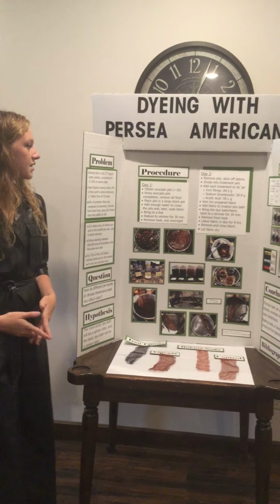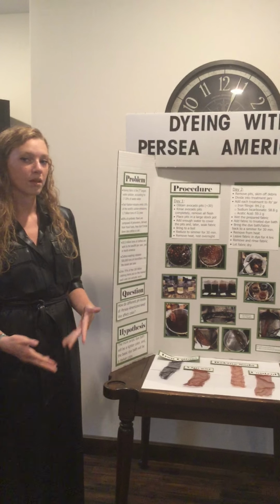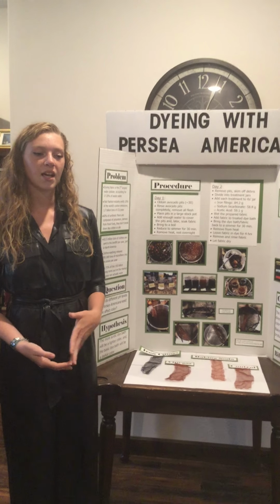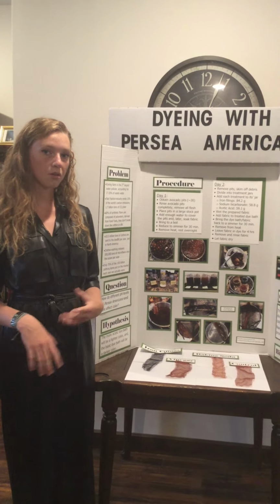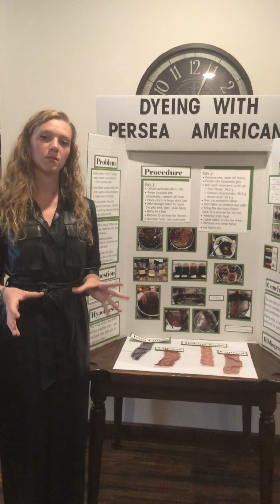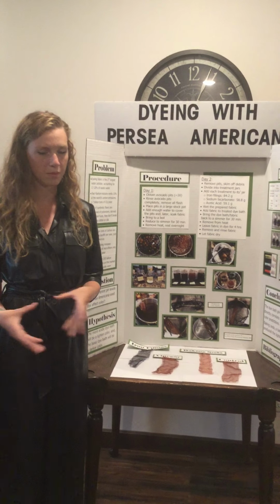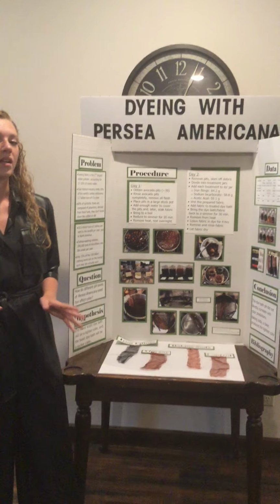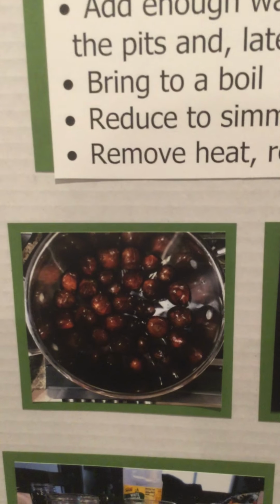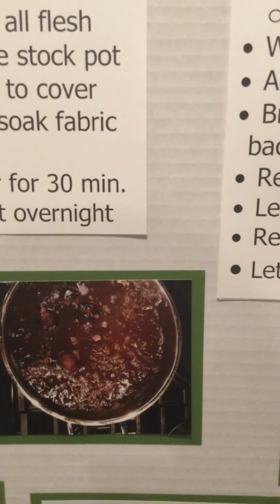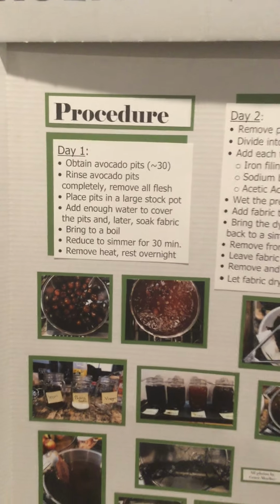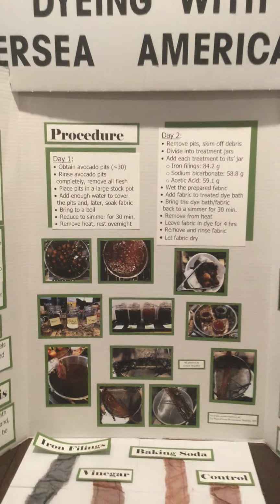So day one, I decided to go and get some avocado pits from my local Mexican restaurant, just from their used guacamole. I got about 30 of them, I rinsed them off in the sink, and then I put them into a large stock pot, just like one I've used for making soup at home in my free time. I added enough water to cover the pits, and then I brought the water to a boil. While the water was boiling, I also soaked the fabric that I was going to dye. Once the water was boiling, I reduced it to a simmer and let it simmer for 30 minutes, and then I took it off the heat and let it rest overnight.